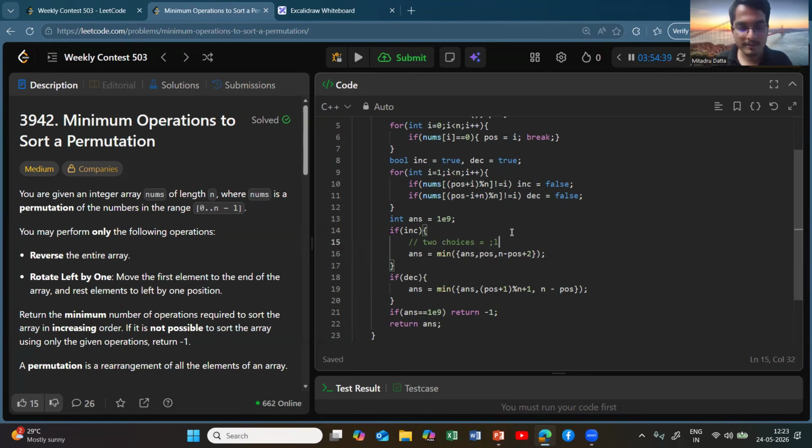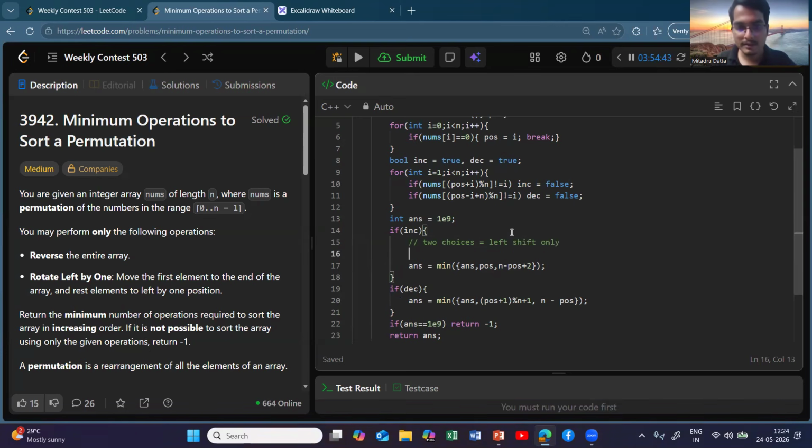Okay, first is left shift only. Second choice is reverse plus left plus reverse, some n times left. Okay, some x times left. Okay, x times left plus reverse. This tells that right shift only. This is nothing but right shift only, x times, obviously x times. So that's the two choices which you have in increasing.